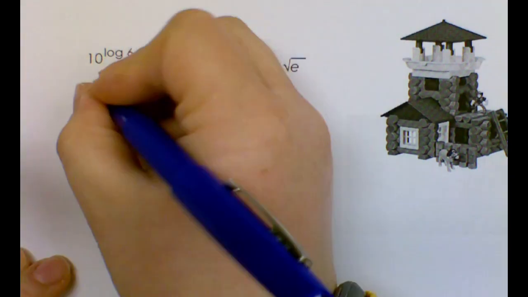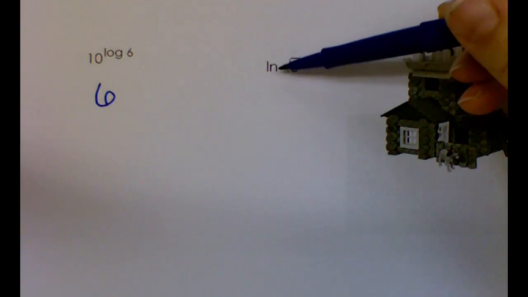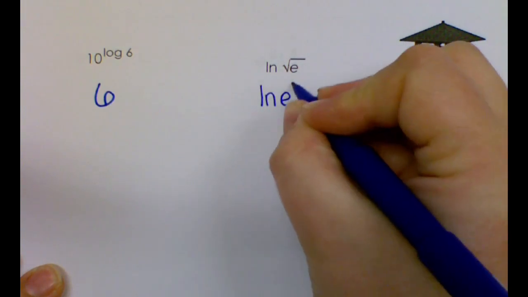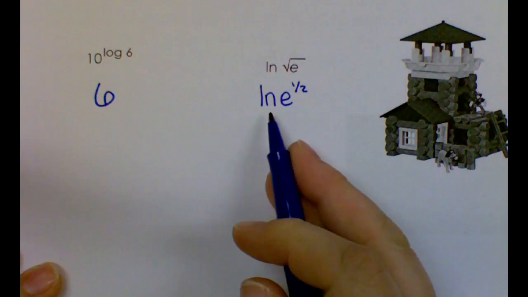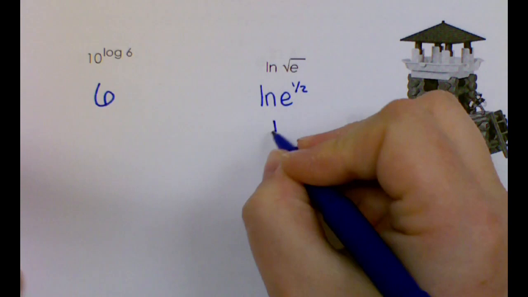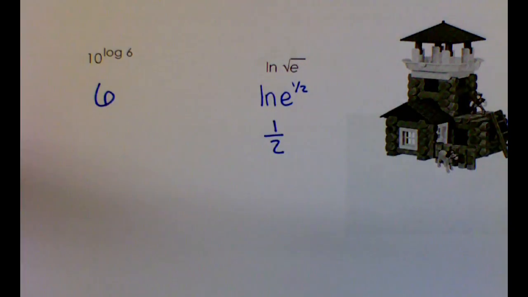10 to the log of 6. Remember, that is 10 to the log base 10 of 6. An exponent and a log with the same base cancel each other out, leaving me just 6. ln, remember natural log, log base e, of the square root of e. Remember that a square root is really a 1/2 power. A log and an exponent with the same base cancel each other out, leaving me just that exponent, which is 1/2.